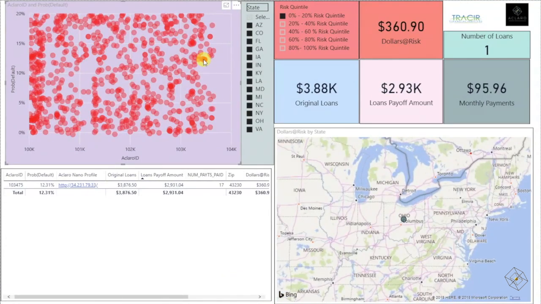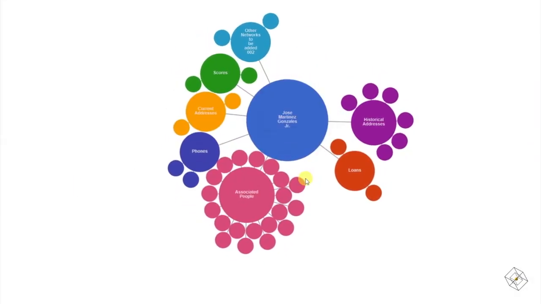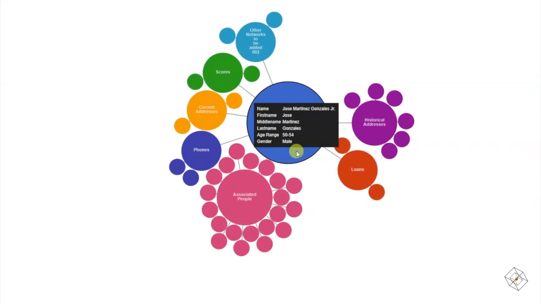By selecting a dot in the scatter graph, you can select an individual loan to get specific details about that loan. Now let's click on the Aclaro Nano Profile link. You get a full display of borrower and network information about the borrower.